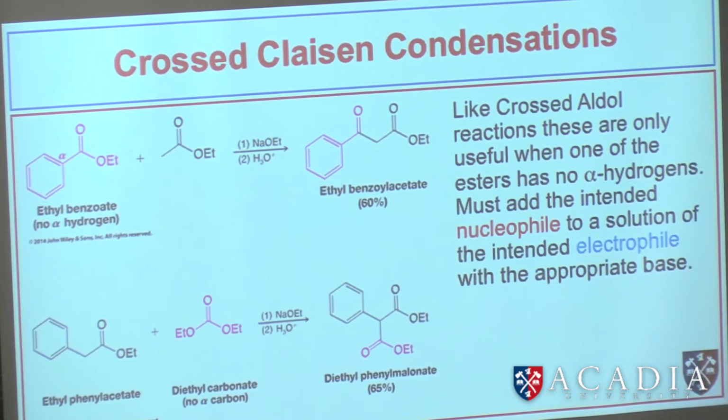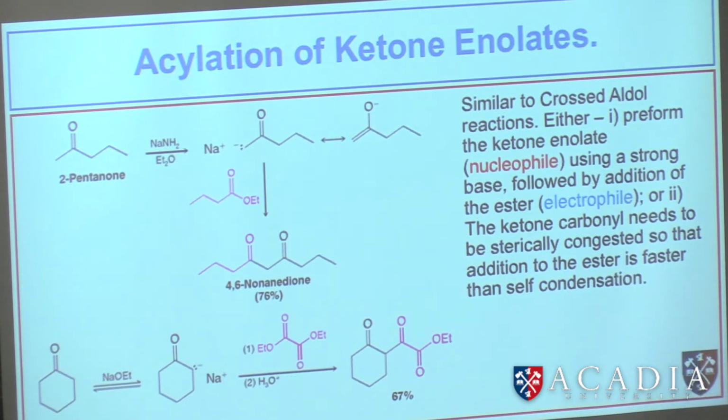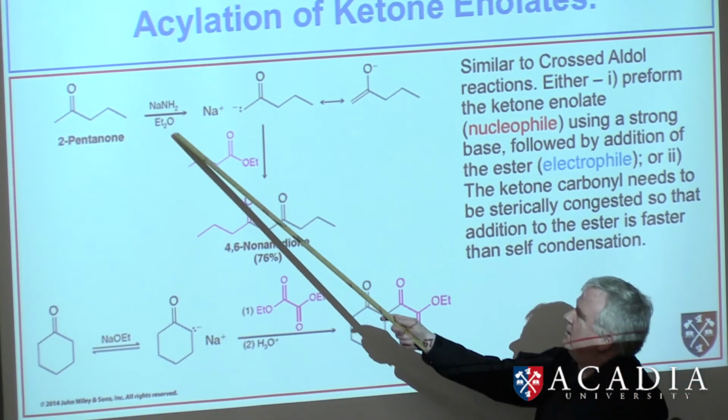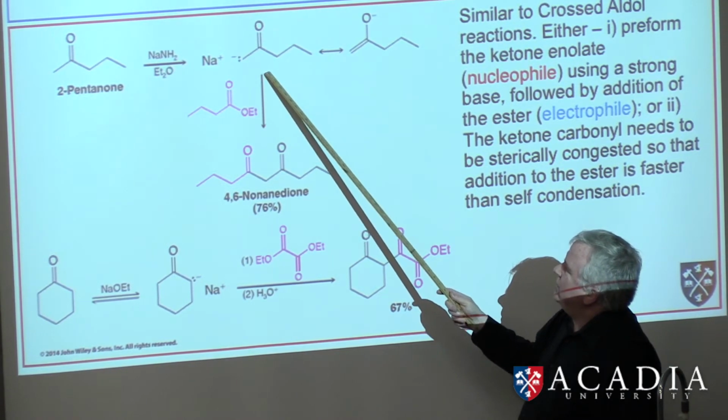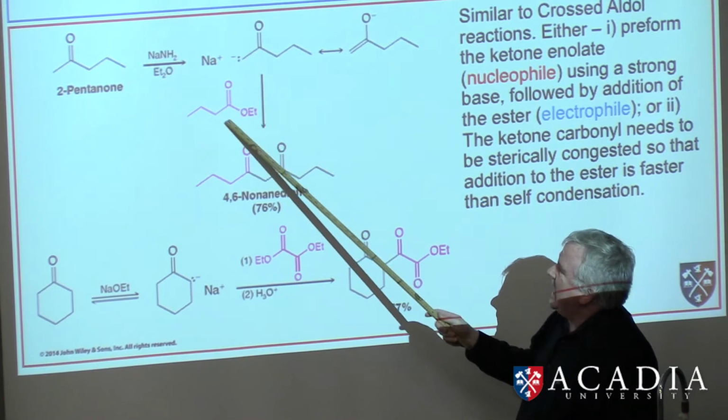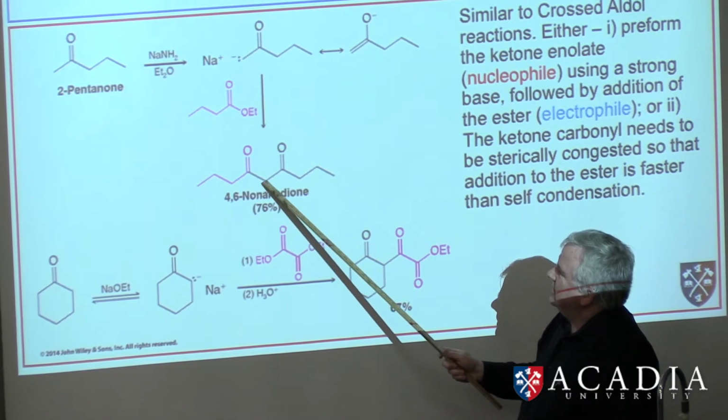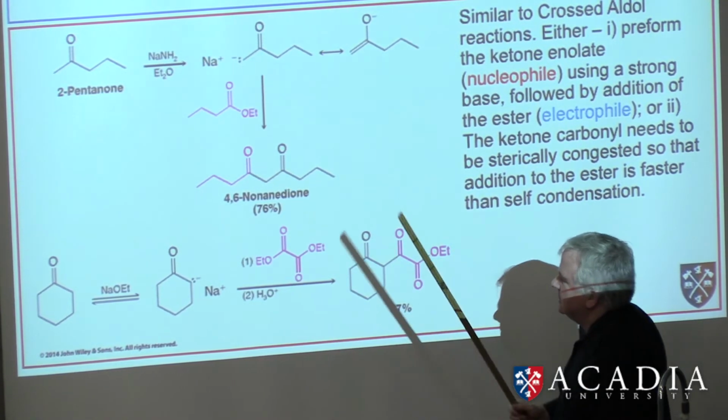We can also preform an enolate by using a strong base. Typically we'll do this when we have ketones, and then we can add our ester, and the only possible product is the acylation product.